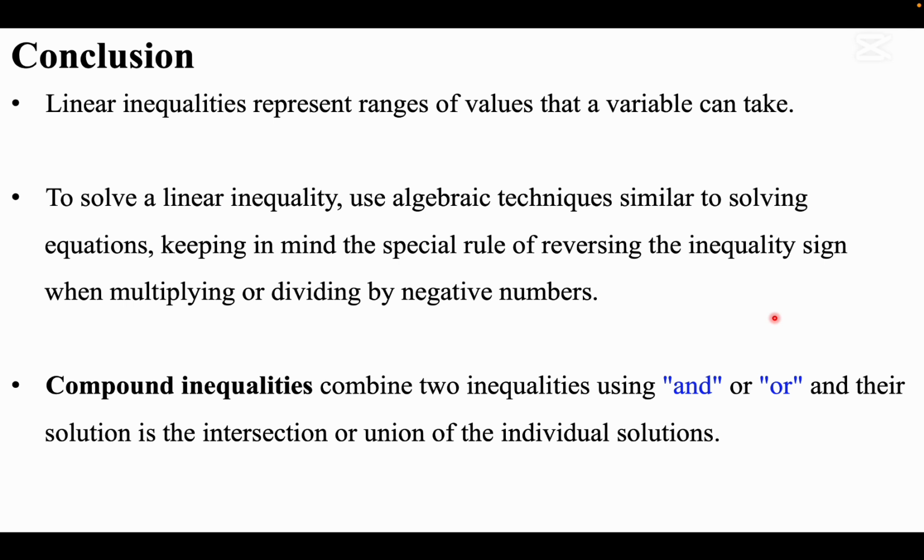To solve a linear inequality, you follow the same steps as a linear equation, but one thing you have to keep in mind is when you multiply or divide by a negative number, the inequality symbol flips over, right? Don't forget to reverse that. And then compound inequalities are inequalities that are combined using the words and or, and their solution is the intersection or the union, depending on which one you're working with. And is the intersection, or the area they have in common, where they overlap, and or is basically everything together.